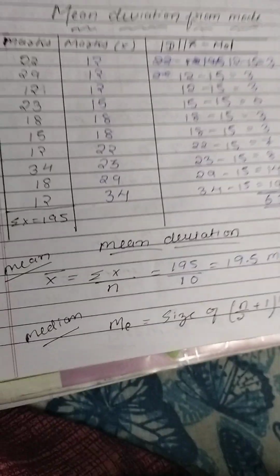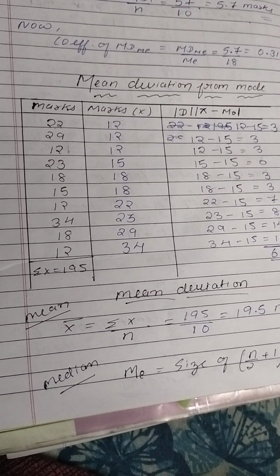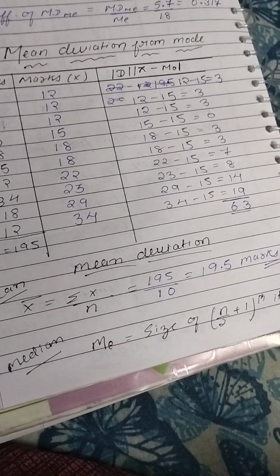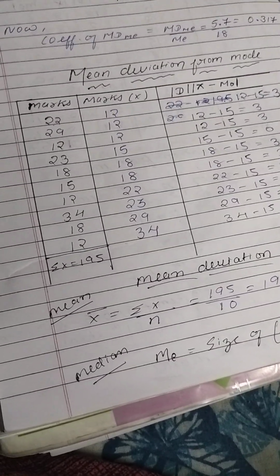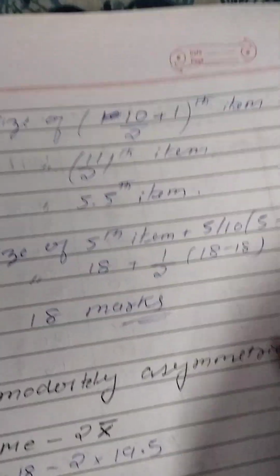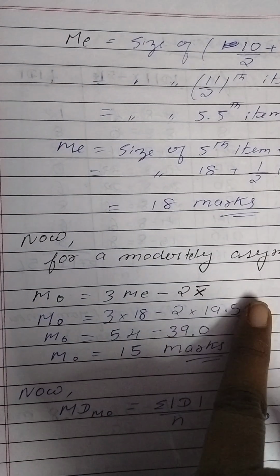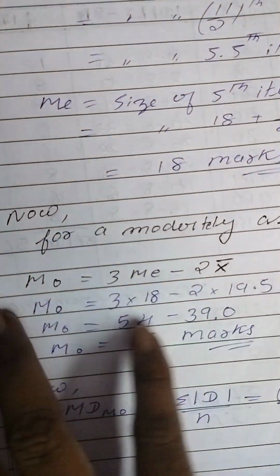Then we will calculate the arithmetic mean. Here there is a summation of all the observations divided by the number of observations, and then we get 19.5 marks. Now how will we calculate the median? First we calculate the size of the term, and after calculating it we get 18 marks. Then we put in all the values. We already know the mean and the mode, and then we get 15 marks. The answer is a whole number, which is very fortunate.